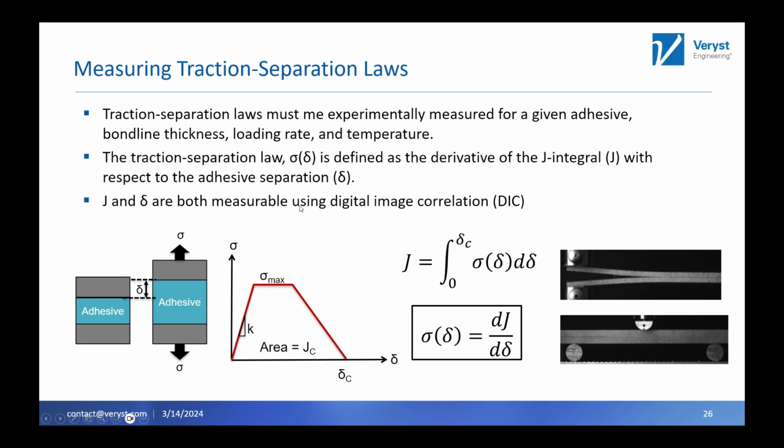The kind of useful property of traction separation laws is that they are the derivative of what's called the J integral with respect to the separation. The J integral is a path-dependent integral that goes around a crack tip. It's a measure of the strain energy release rate of a particular adhesive joint and loading configuration. But the most useful property for us is that the J integral and the separation delta are both measurable with digital image correlation. We'll talk a little bit more about that on the next slide.